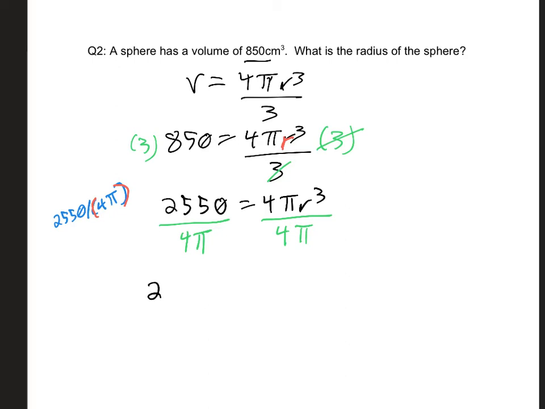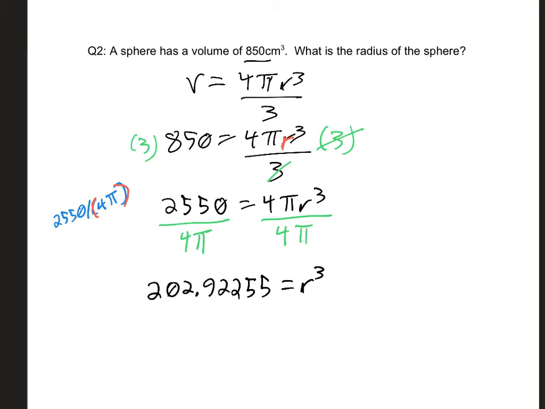I ended up with 202.9225 equals r cubed. I kept 5 decimal places. You should really keep at least 4. Really, it's better to keep the full accurate number in your calculator and perhaps not write the full value. So I have 10 decimal places in my calculator. I just wrote out 5 of them here.